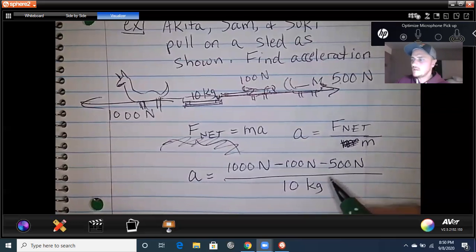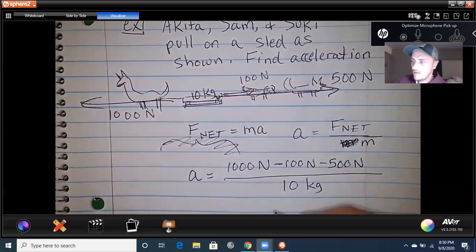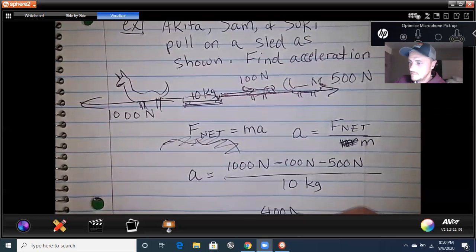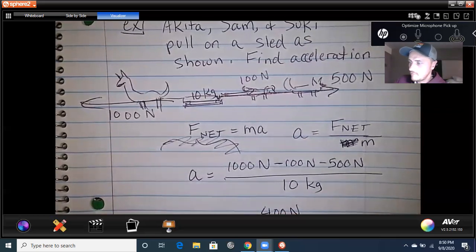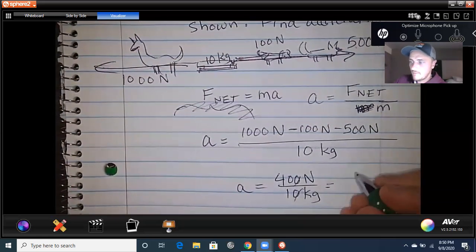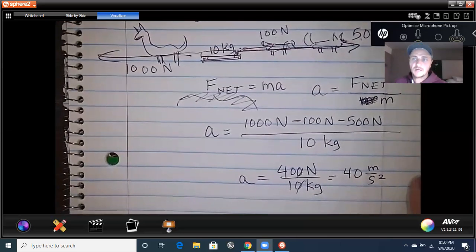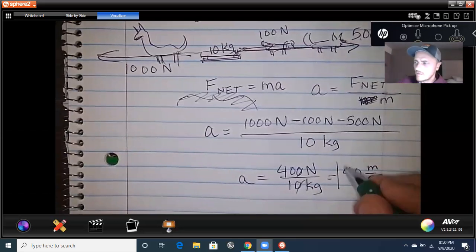Okay, back to this. What do we have up top here? We have 1,000 minus 600, right? So we would have 400 newtons to the left, all over 10 kilograms. Pretty straightforward math, right? We have 40 meters per second squared. Now your question is, how did you get to meters per second squared? We'll get there. I'm going to tell you that in just a second. But that's our answer, right?